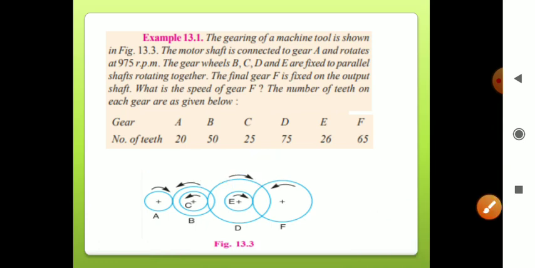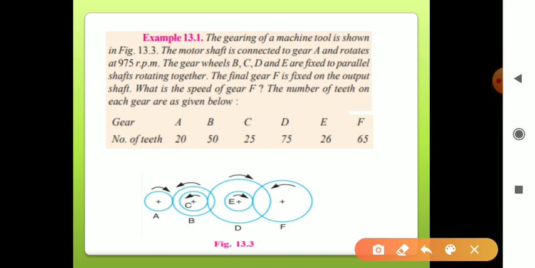Now see here, the wheels B, C, D and E are fixed to parallel shafts rotating together. B, C and D, E are fixed to the parallel rotating shafts. The final gear F is fixed on the output shaft. This is the output. So this is the driver, and this is the driven.